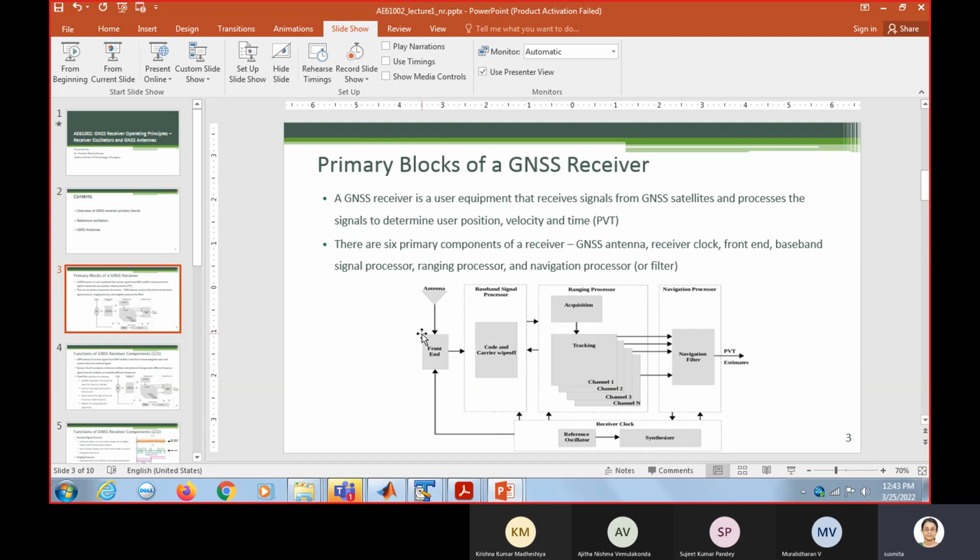The next primary block that we are going to discuss is the front end. We will not be able to complete this today, but we'll start and the rest we will complete in the next class. If you have any specific questions about the antenna or reference oscillator, something that you could not follow, you can ask me now. Otherwise, I'll move on to the next block, which is the front end.